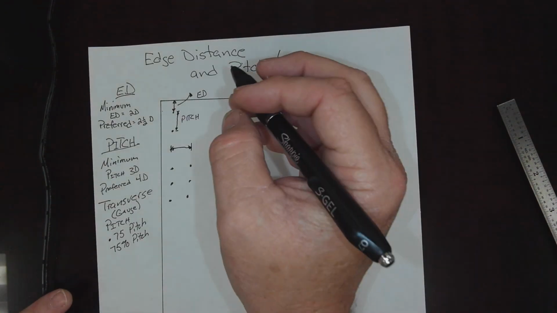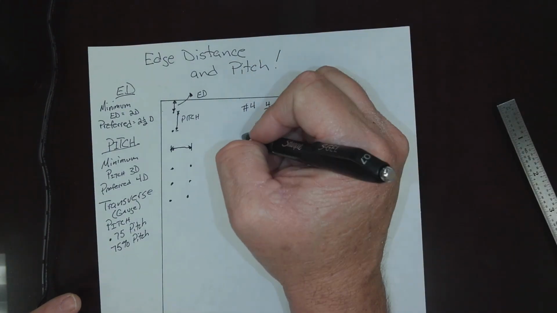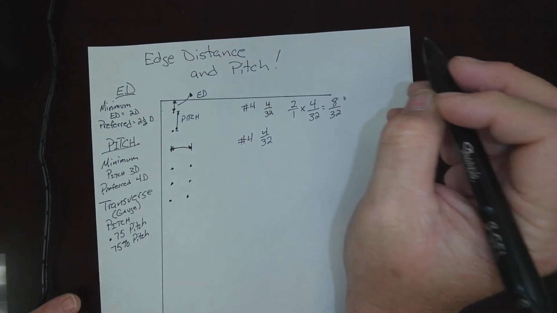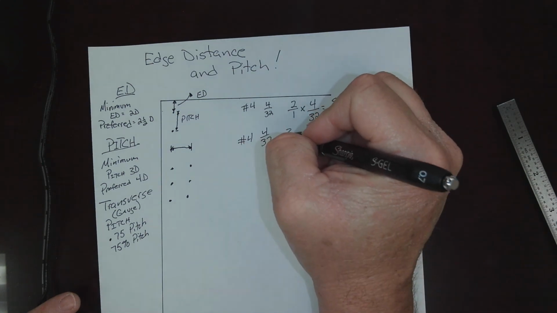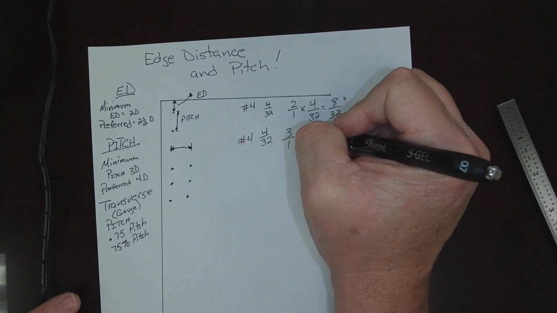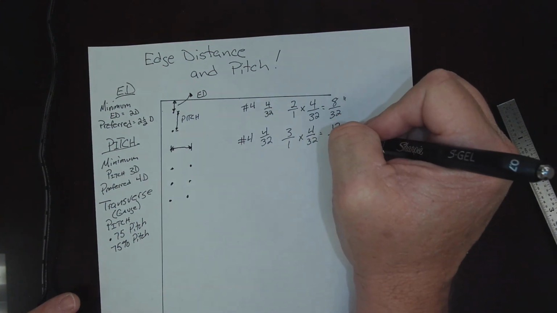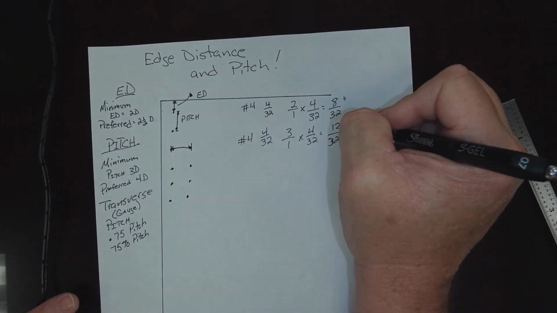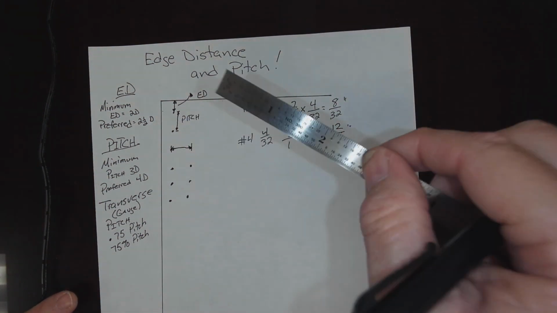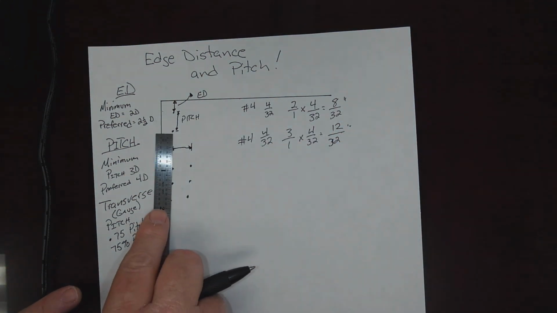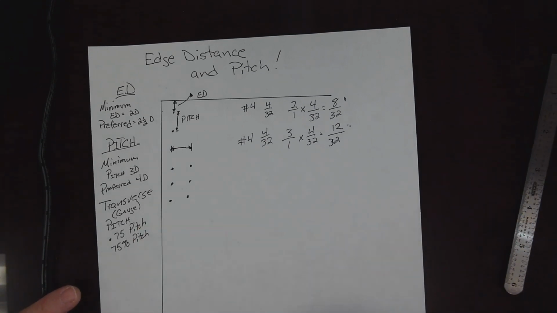Now our pitch rule, let's solve for it. Number 4 rivet, which is a 4/32. Our pitch says minimum is 3D, so it's simply 3/1 times 4/32 for a number 4 rivet equals 12/32. So I'd simply take my ruler and measure between them for pitch, that's rivets in the same row, at 12/32. How about that, folks? I nailed it almost identically freehand.